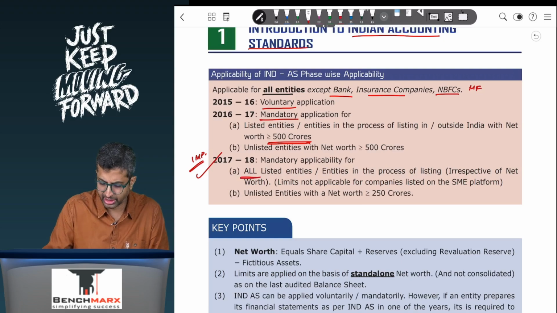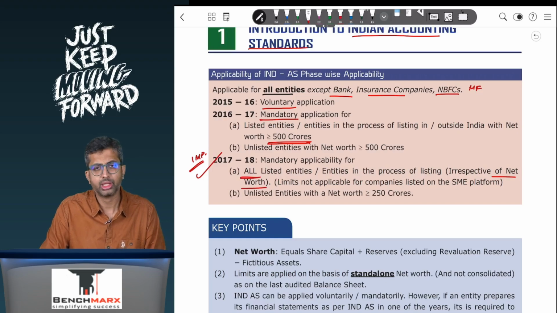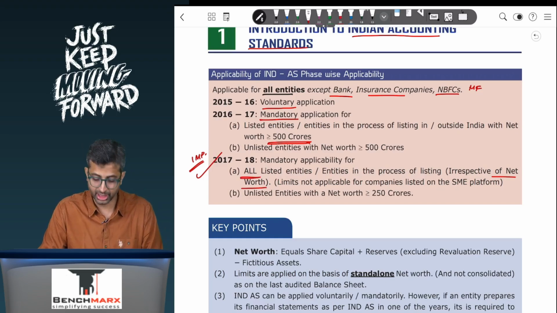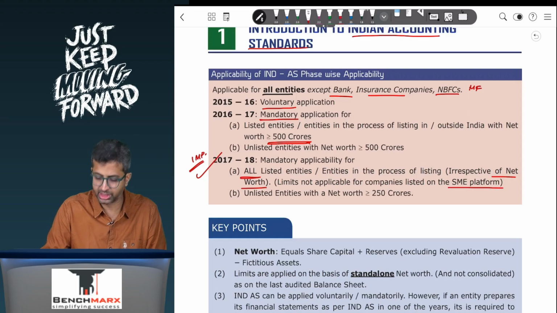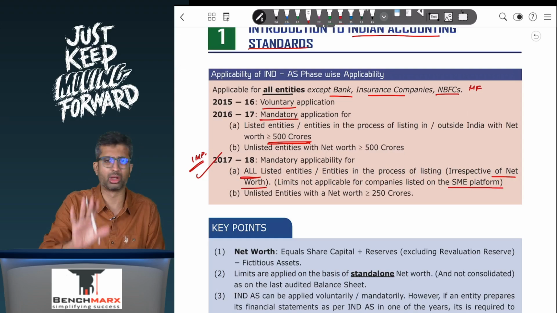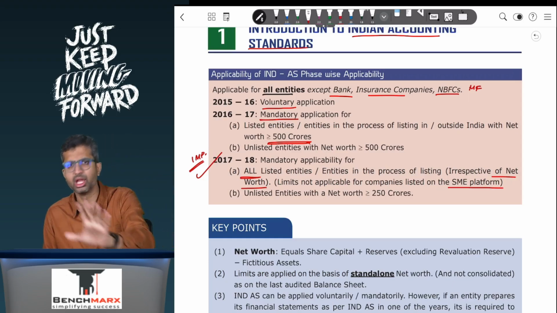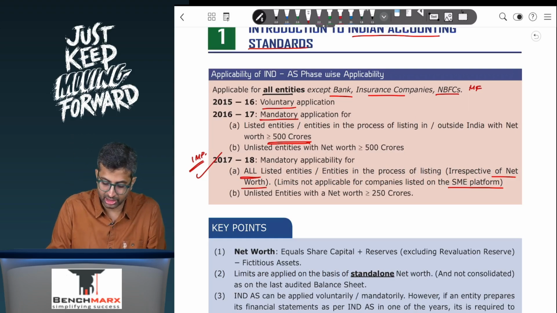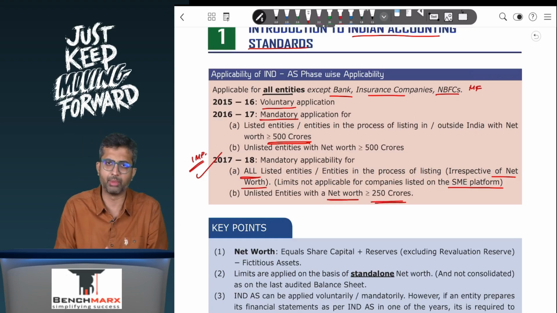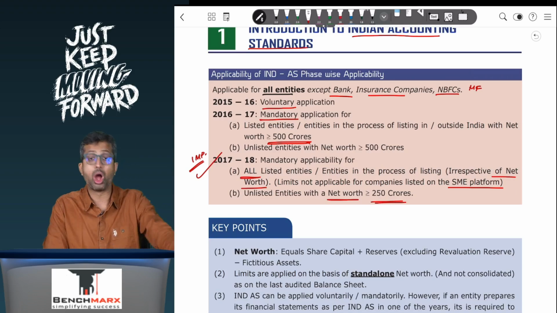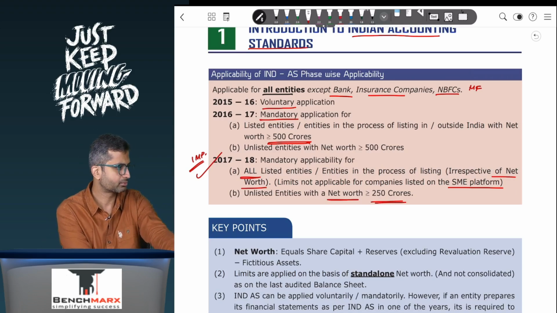All listed entities or entities in the process of listing, irrespective of their net worth, they will have to follow Ind AS. Limits are not applicable to companies listed on SME platform unless given otherwise. Your company is not listed on the SME platform. If the question says X limited and listed entity, you will not assume it is on the SME platform unless the question tells you that. And second, unlisted entities with a net worth of greater than or equal to 250 crores, Ind AS will become applicable. Now, how do you calculate net worth?